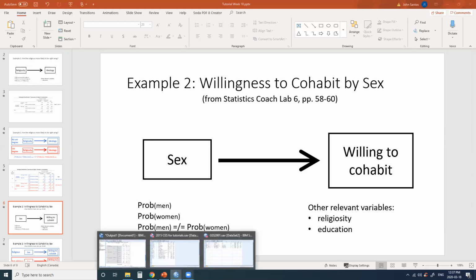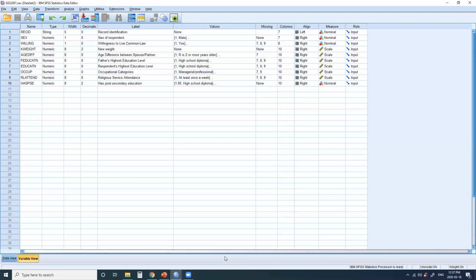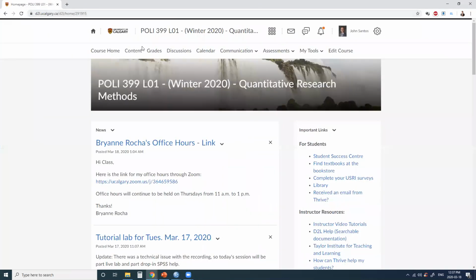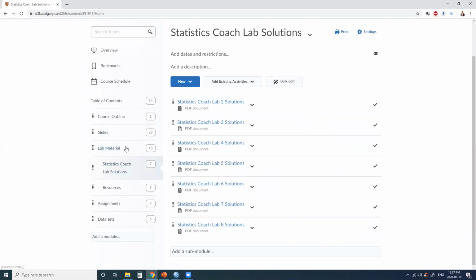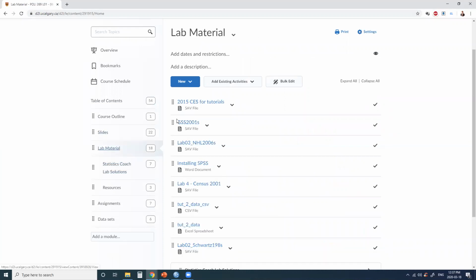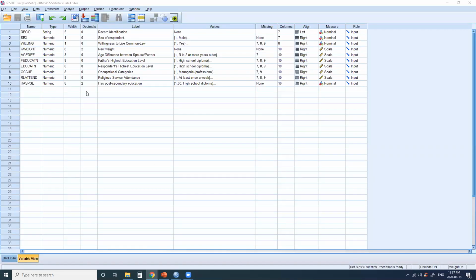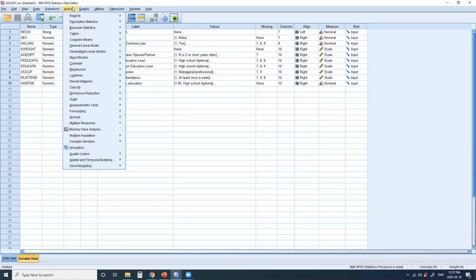And we can do that analysis by going to our GSS data set. So if you're in D2L, you can download this by going to Content, and then Lab Material, and it's the GSS 2001 S file. And when you download that, you'll get this very much abbreviated data set. And we can perform a simple bivariate crosstabs, right? So analyze, descriptive statistics, and then crosstabs.